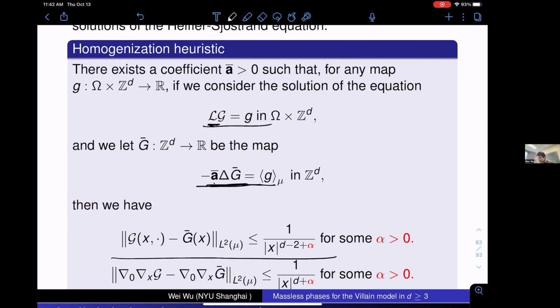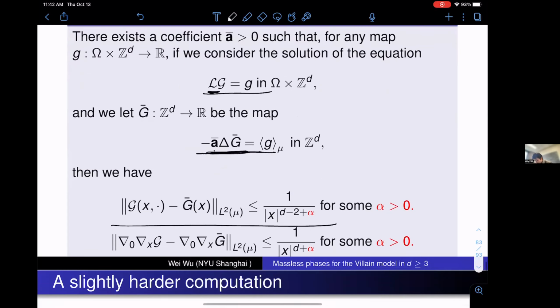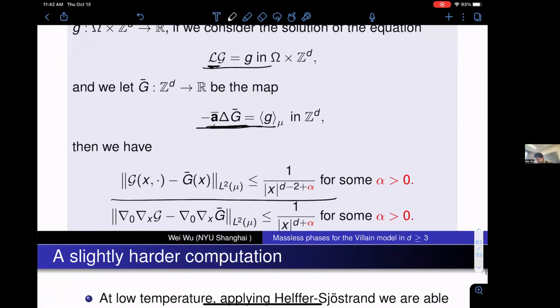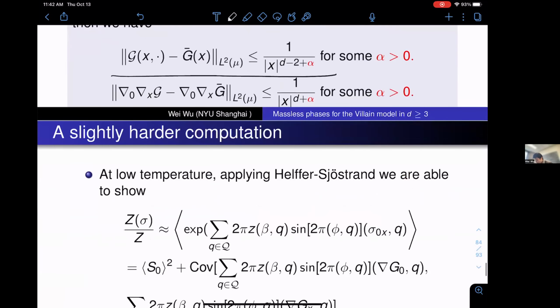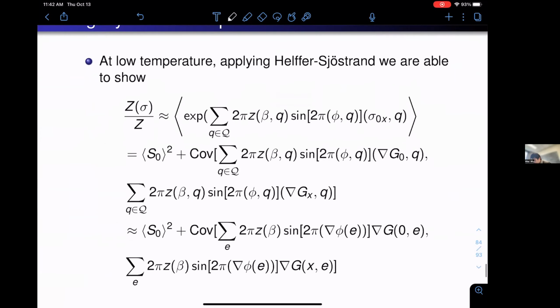Let me give a bit more complicated setting, which is a simplification of our setting of the Villain model, but looks more complicated. Basically, approximately we can try to write our expectation arising from the Coulomb gas in terms of something like this, where I'm summing over all the possible charges, and this term G sigma 0x is like a Green's function at 0 minus Green's function at x.